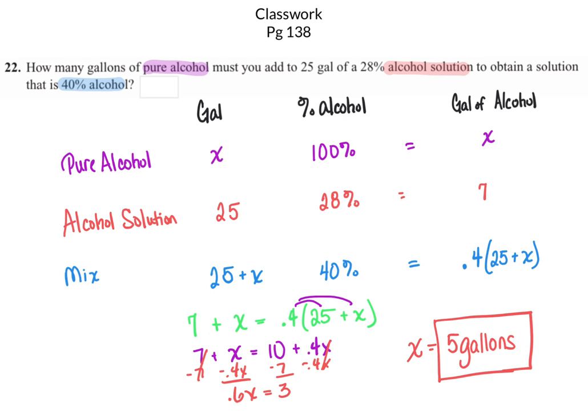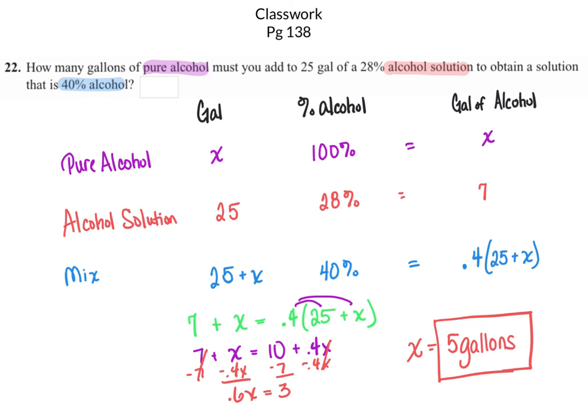Distribute. So leave this guy alone. 0.4 times 25 is 10. 0.4 times X. I moved my 0.4 over here. 1 minus 0.4 is 0.6. I moved my 7 over here. 10 minus 7 is 3. And then 3 divided by my 0.6, you should have gotten 5.